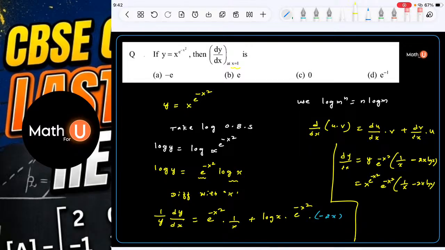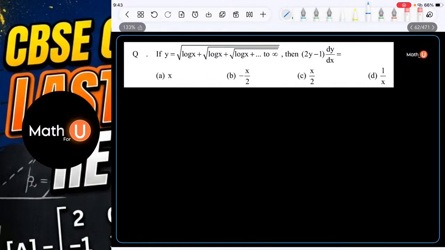Now in place of x replace 1. What we get? 1 to the power of e to the power of 1, nothing but 1 only. Then e raised to power of minus 1 and 1 by 1 minus 2 into log 1. Log 1 value is 0. Finally we get e raised to power of minus 1. D is the correct answer.